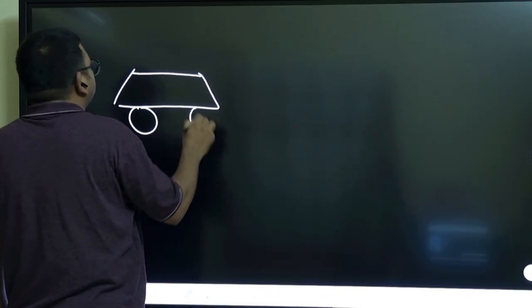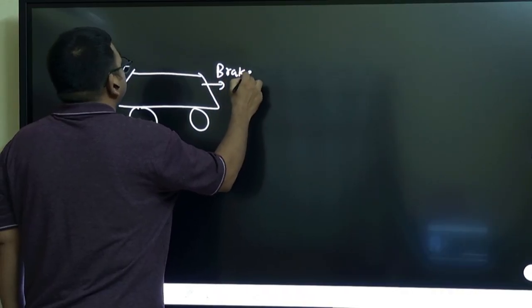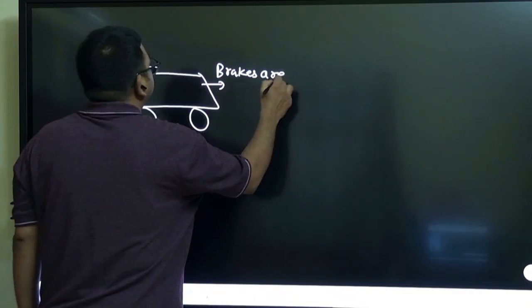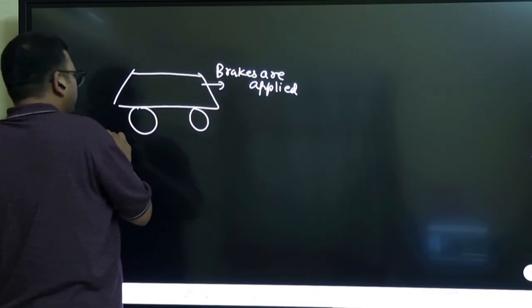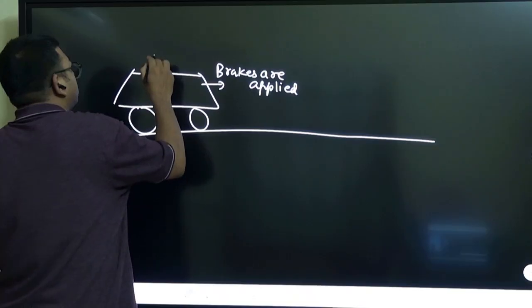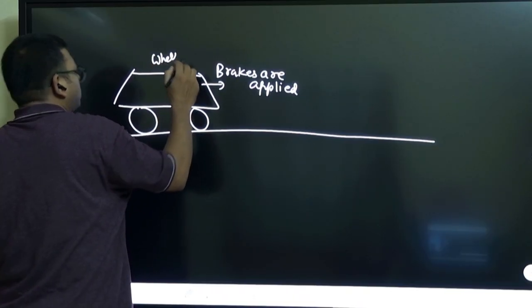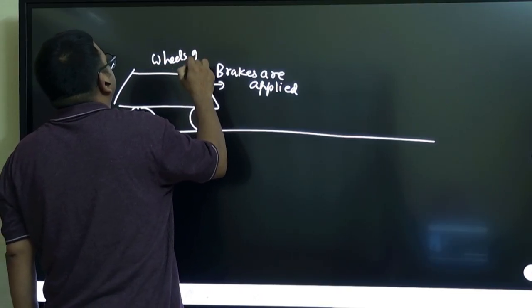First, as you told, this car type of problem. Suppose there is a car and the car is going and brakes are applied. So as the brakes are applied, the wheel will not be rotating now. Wheels get locked.